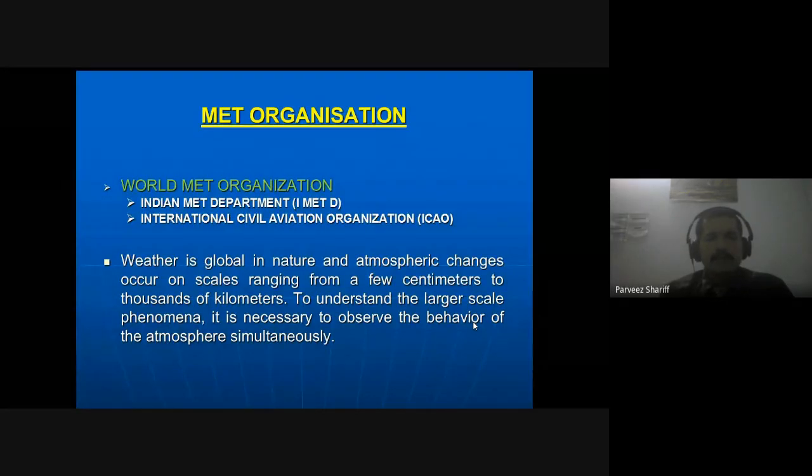Here the weather is basically a change in the atmospheric condition, and this ranges from say a few centimeters to thousands of kilometers. As I told you, if within a radius of say 1 kilometer it is raining, then if we go to another place after 1 more kilometer, the situation might be different. It may not be raining. That we call the weather.